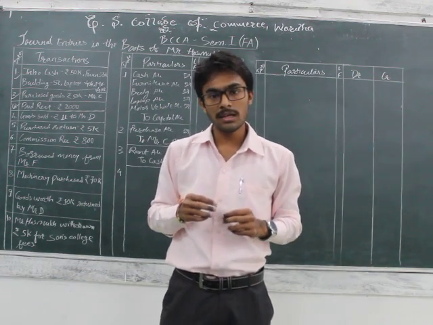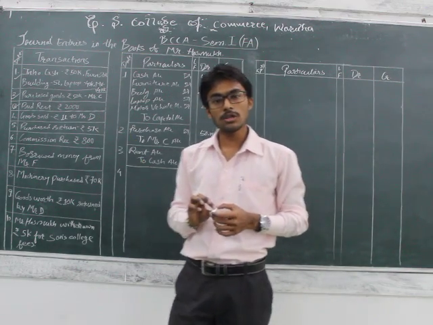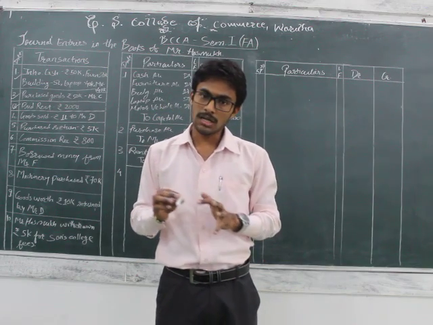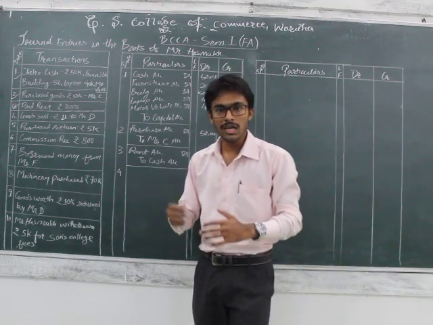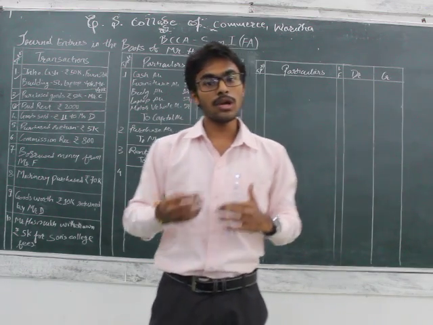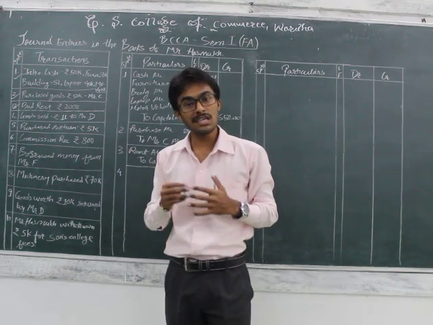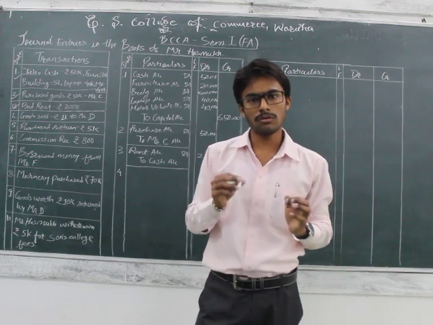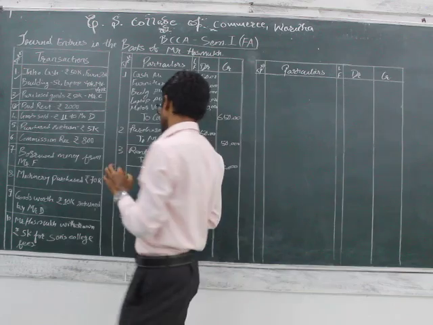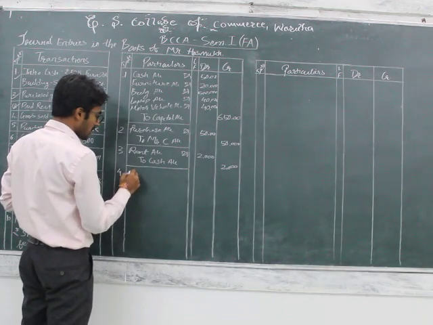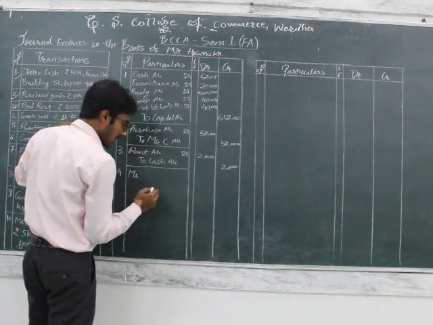So what will be debited then? We have to debit Mr. D's account. Why? Because Mr. D's account is a personal account, and the golden rule for a personal account says debit the receiver, credit the giver. We are selling something, that means we are giving and someone is receiving. That means Mr. D is the receiver of goods, and that's why we have to debit Mr. D. The rule says debit the receiver, credit the giver.